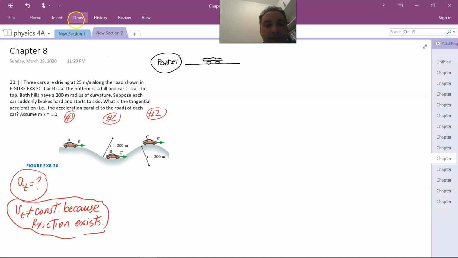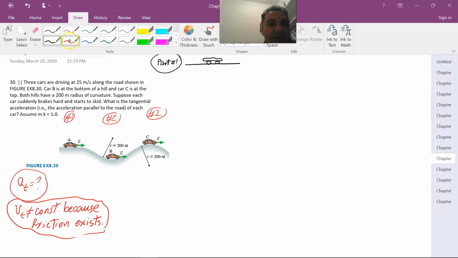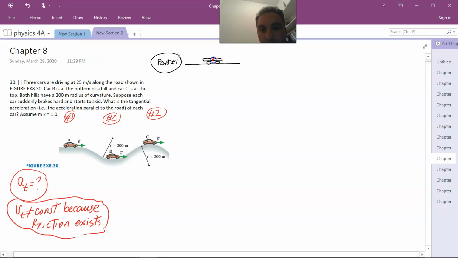Let's verify forces very quickly. That's your first job. This is mg, this is Fn. Yes or no? Oh, and also I have friction force. I don't have engine force here. Why? Because the question says the driver suddenly brakes. So if it brakes, the pushing or pulling force of the engine is 0. So no.